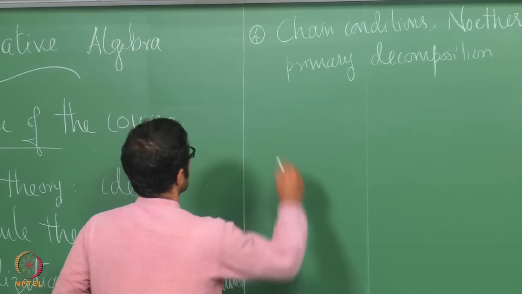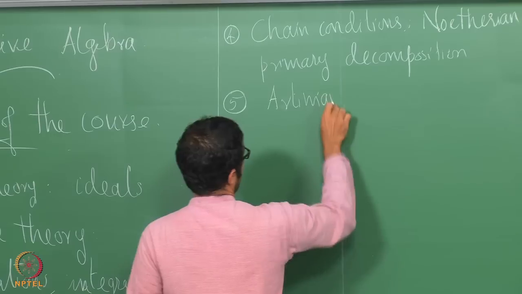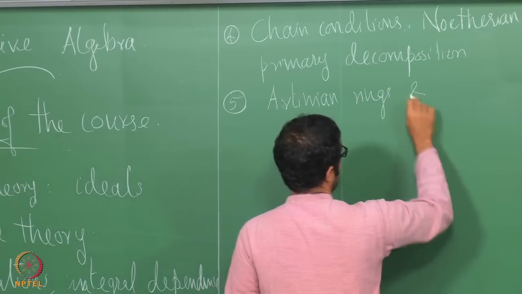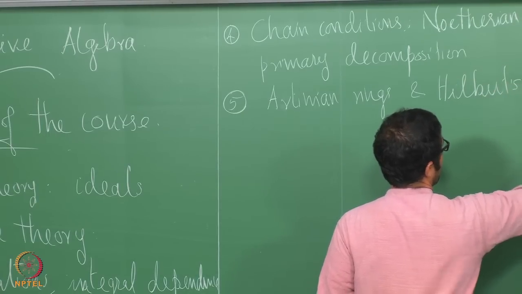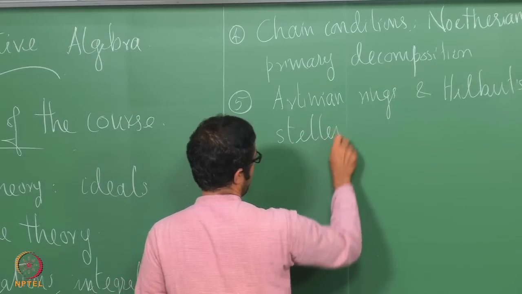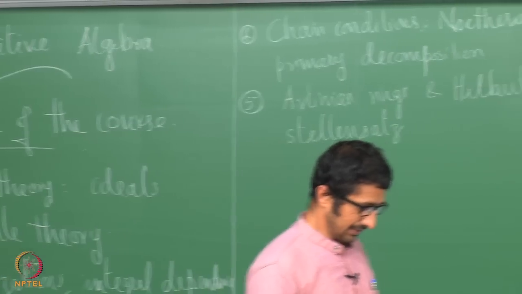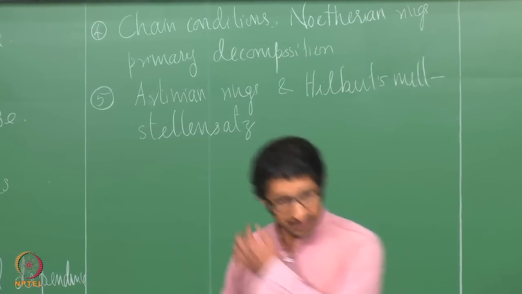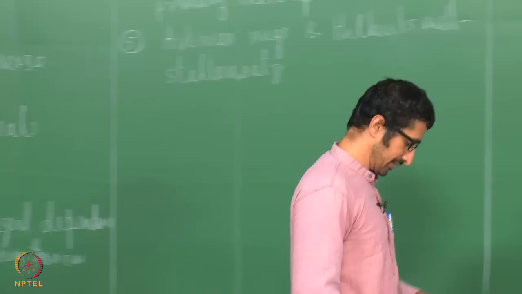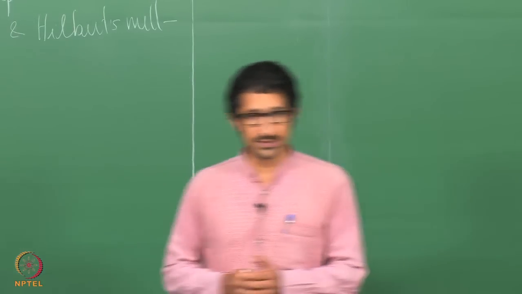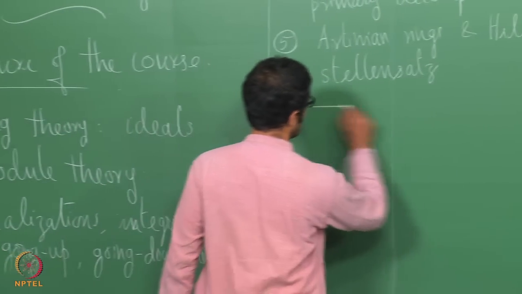and we will then study Artinian rings and Hilbert's Nullstellensatz. Depending on time availability, we will do a little more in this direction about Artinian rings and something about graded rings. Okay, so this is a rough structure of the course.